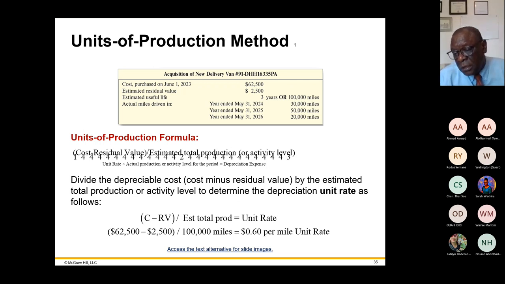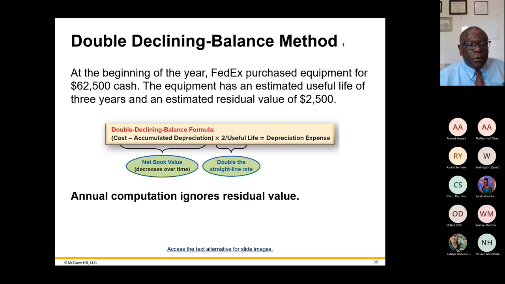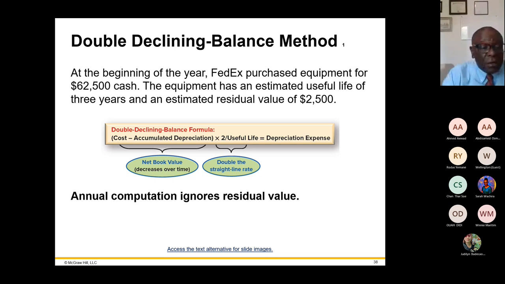Who has a question? Okay, no question. So we will look at the last one, what we call the double declining method. Double declining is still the same thing as the straight line method, but in this case, you multiply the outcome by 2 and reduce the balance by that amount. The double declining method makes it possible for the company to quickly recover the cost. So double declining is, like you see here, cost minus accumulated depreciation, multiplied by 2 to arrive at the depreciation expense. So in this case, you are doubling it.